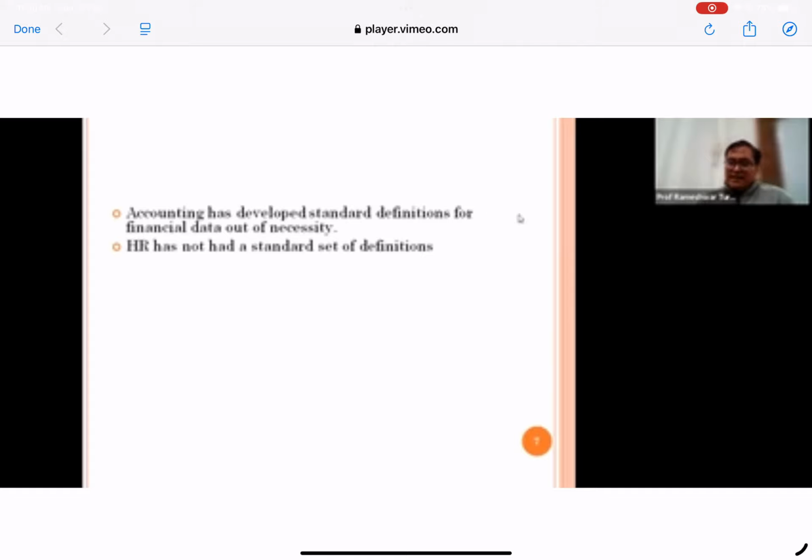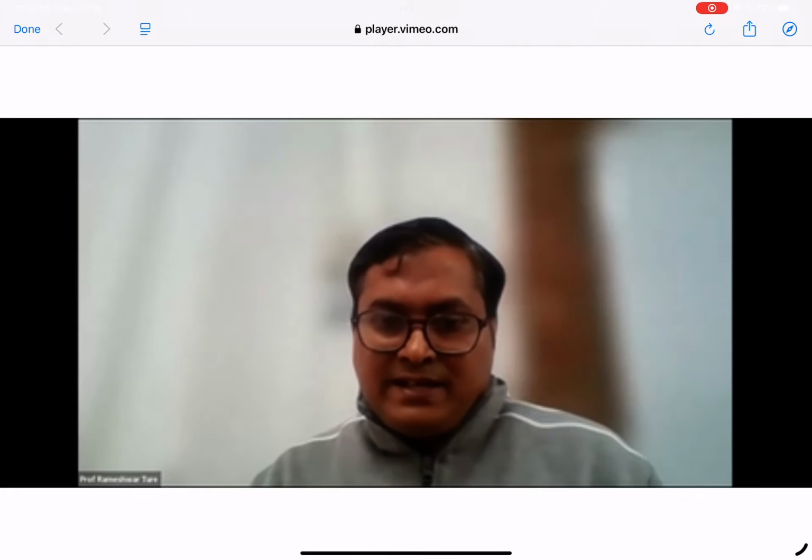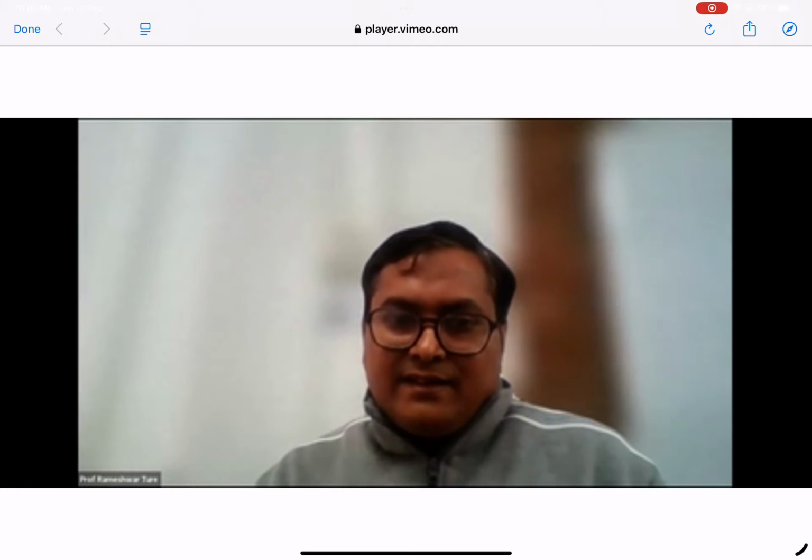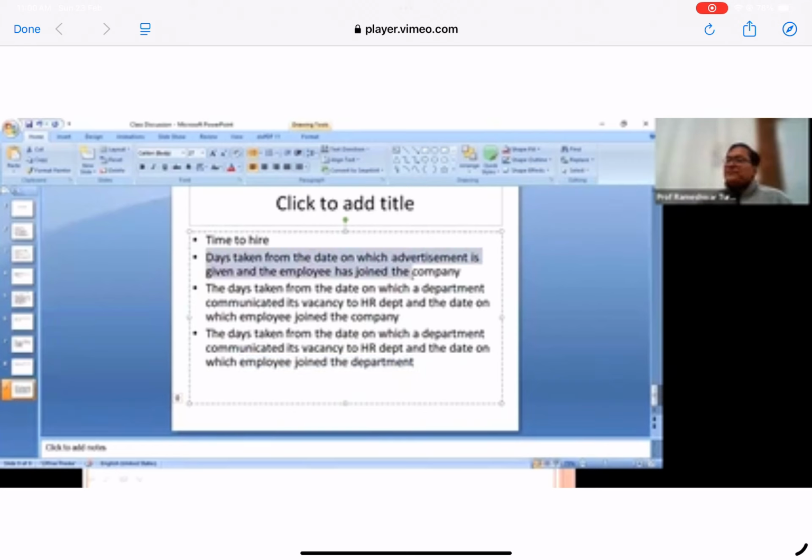For example, if IIM Ranchi is using the first definition to calculate the time to hire, then it will definitely be less, because from the time the vacancy is communicated to the HR department, then it comes out as an advertisement, it takes time. And suppose IIM Kashipur is calculated like this, then by definition it is going to have more days. To compare these two values, we need to have the same way of measurement. Then only we can compare.